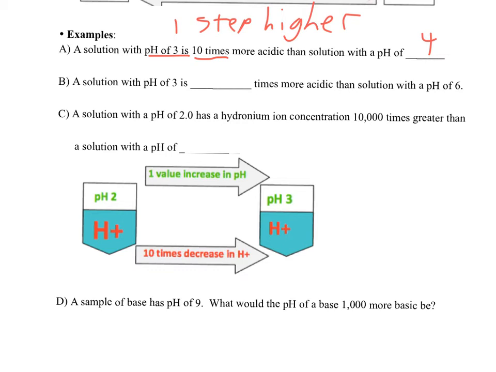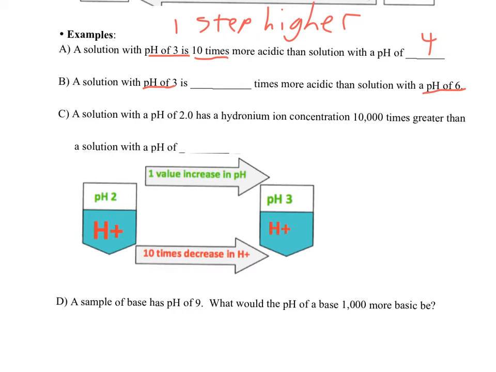Okay, a solution with a pH of 3 is blank times more acidic than a solution with a pH of 6. Even though the question kind of says it, we're definitely more acidic because the pH of 3 is lower on the pH scale than the pH of 6. We need to figure out how many times more, though. Well, 3 is 3 steps lower than 6, right? If we go from 3 to 6, that's 3 steps.